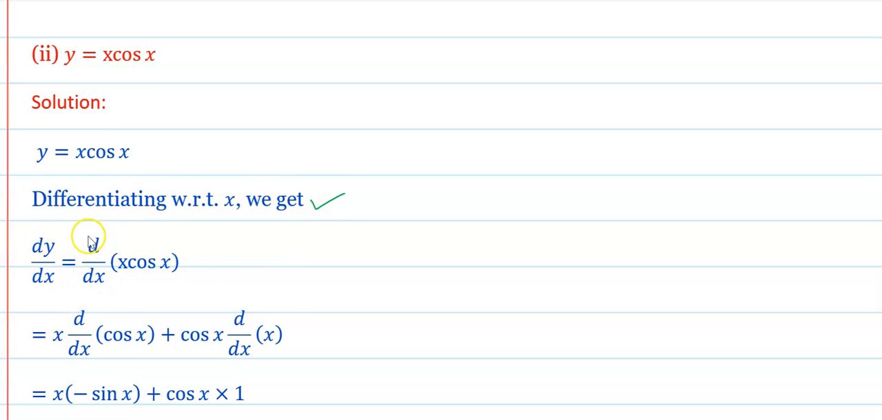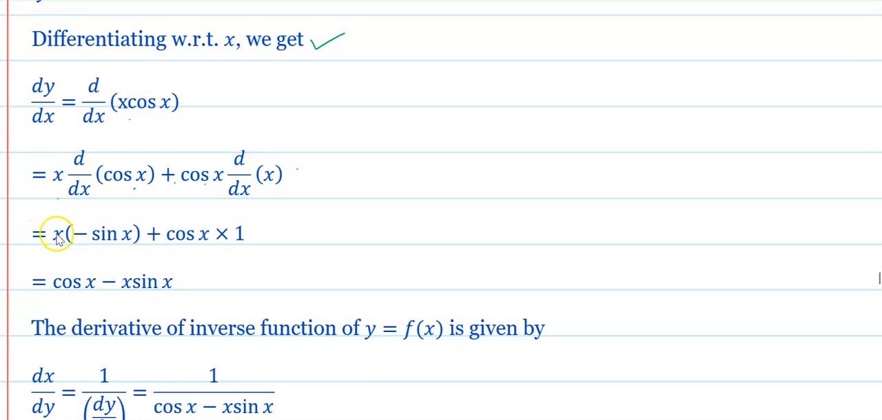ddx of dy by dx is equals to ddx of x cos x. Apply the product rule. X into ddx of cos x plus cos x into ddx of x. Derivative of x is 1. 1 into cos x. Derivative of cos x is minus sin x. आणि पुढे नॉर्मल सिम्प्लिफिकेशन आहे ते. x into minus sin x is minus x sin x. Cos x into 1 is cos x minus x sin x.